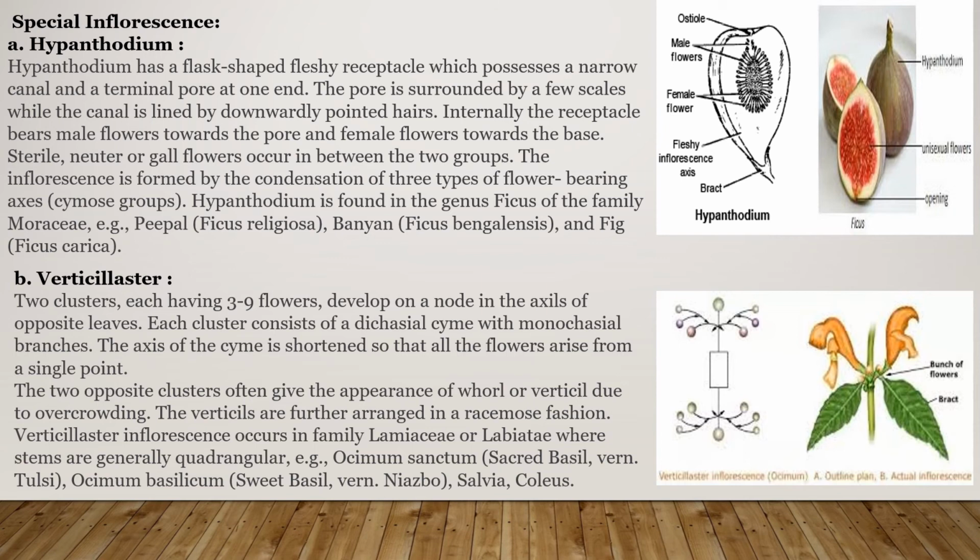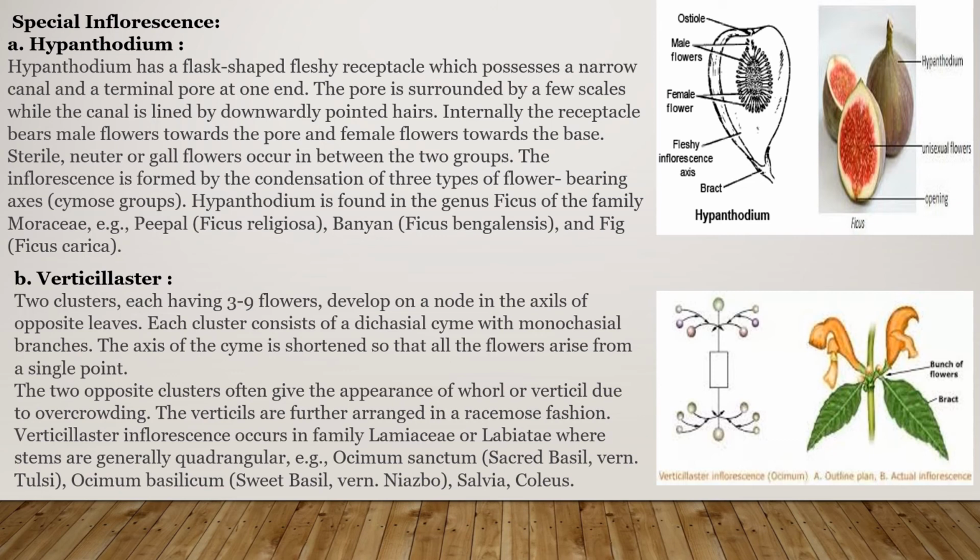Coming to the second one, which we call verticillaster. In verticillaster inflorescence, two clusters, each having 3 to 9 flowers, develop on a node in the axils of the opposite leaves. You can see here, at each nodal region, it follows the biparous pattern, and two clusters are developed. Each cluster consists of a dichasial cyme with monochasial branches. Initially they are dichasial and followed by monochasial. This is a diagrammatic representation.